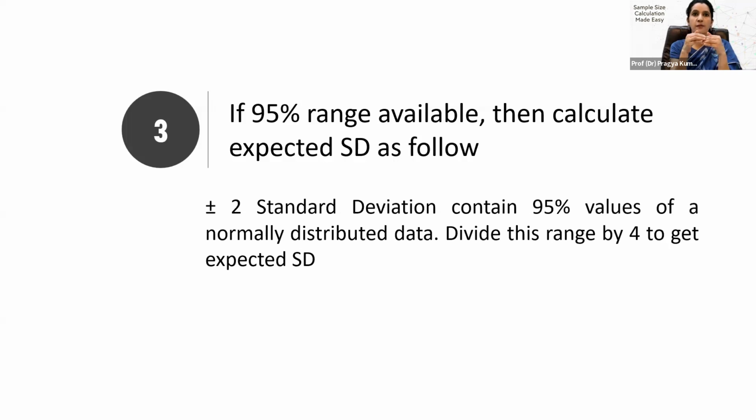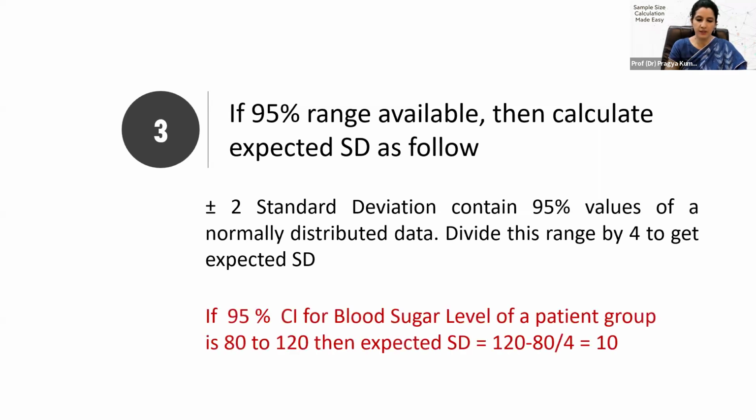You divide this range by 4, because 95% means plus minus 2 standard deviation. We say that plus minus 2 standard deviation contains 95% of the values. So if you take 2 this side and 2 this side, it is a total of 4. So you take the 95% range, highest minus lowest, that will give you a range, and divide that by the value of 4. This will give you the expected standard deviation.